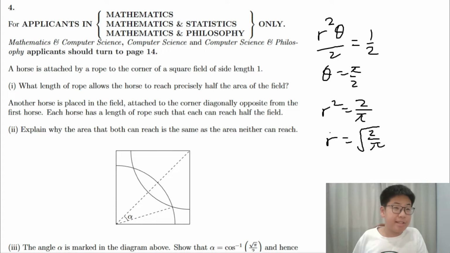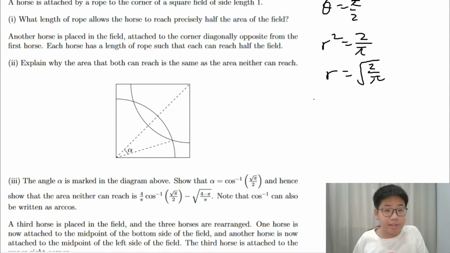So another horse is placed in the field attached to the corner diagonally opposite each horse. Explain why the area both can reach is the same as the area neither can reach. Both horses can reach half the area of the field, so without overlap, these would sum up to 1. That's the same area as the total field. Hence, the overlapping area between the two corner circles must equal the area outside.